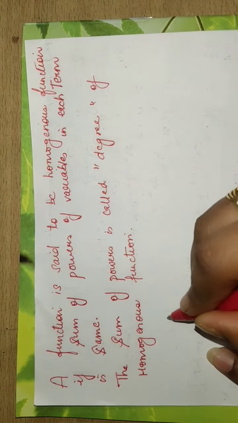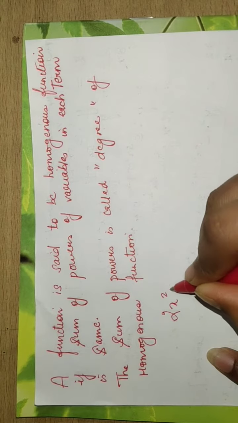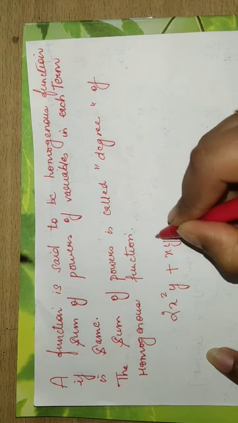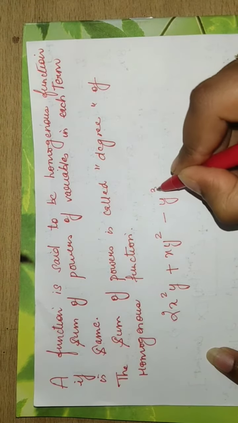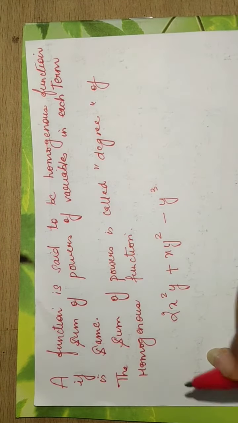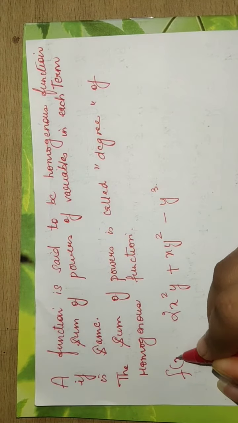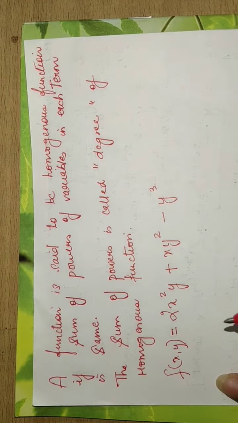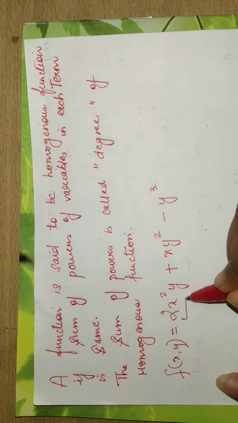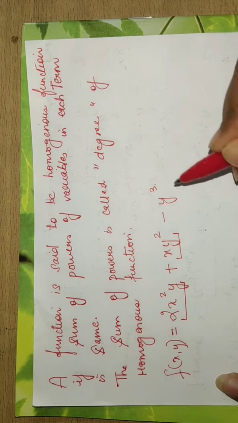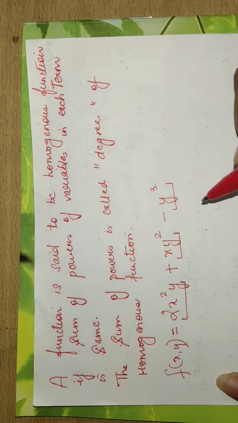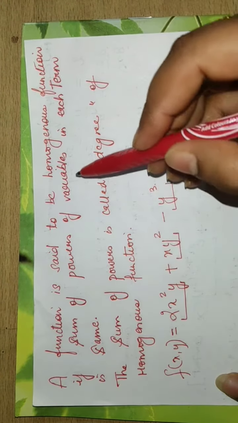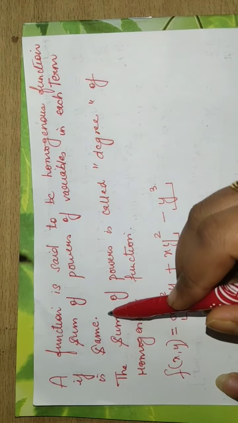Suppose we have 2x square y plus xy square minus y cube. This is the function given to us, a function f of x, y. So this is one term, this is the second term, and this is the third term. What does the definition say? If the sum of powers of variables in each term is the same.